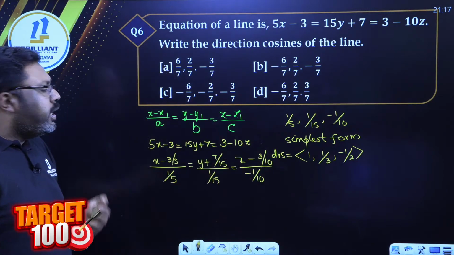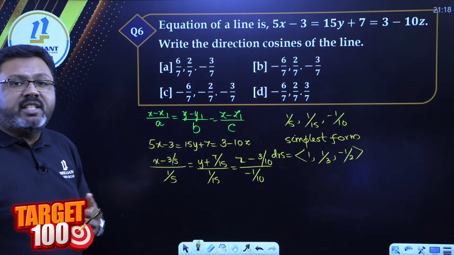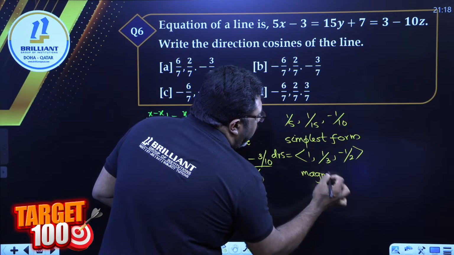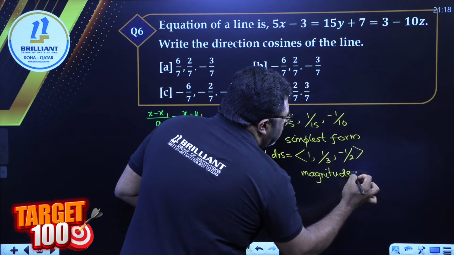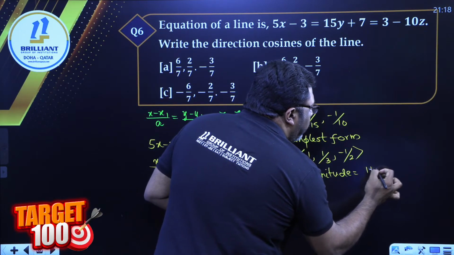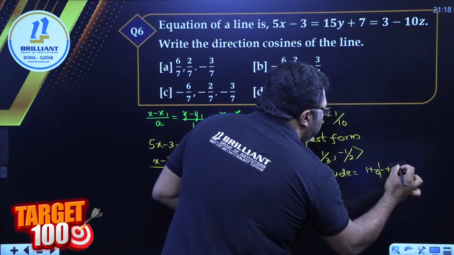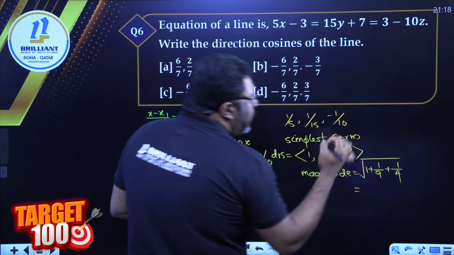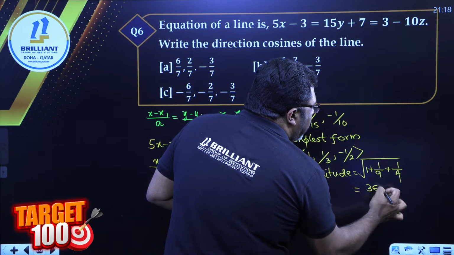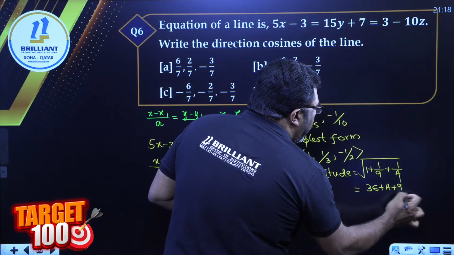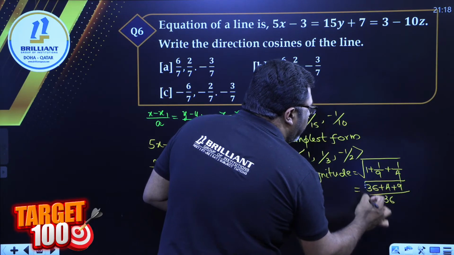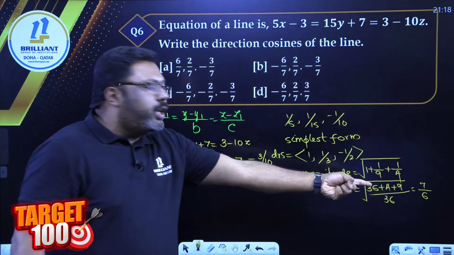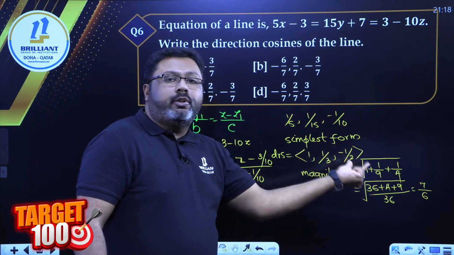Now direction cosines is what I want. You have to divide by its magnitude. Find the magnitude of these direction ratios. Yes, magnitude is the root of 1 plus 1 by 9 plus 1 by 4. The LCM is 36. So the answer is the root of (36 plus 4 plus 9) by 36, which is 7 by 6. This is the magnitude of the direction ratios.